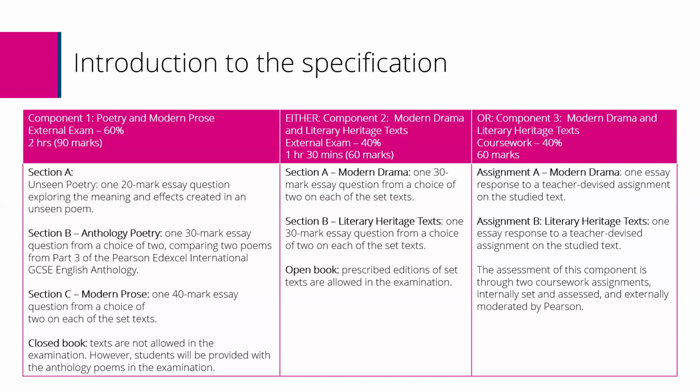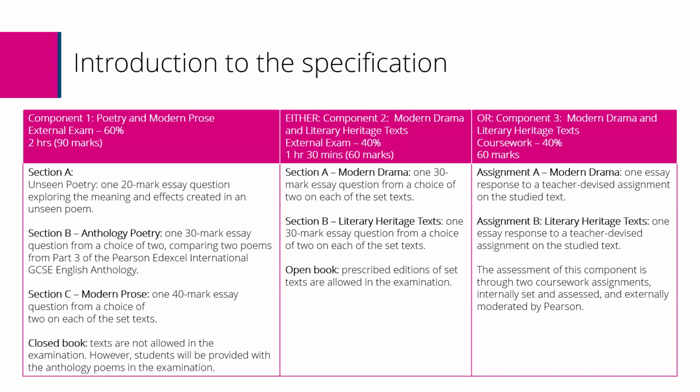So students will have studied all of those poems in the GCSE English Anthology Part 3, and they have a choice of 2 questions, question 2 or question 3 on the question paper, and they choose just one of those. We'll be talking a bit more about that as we go through.